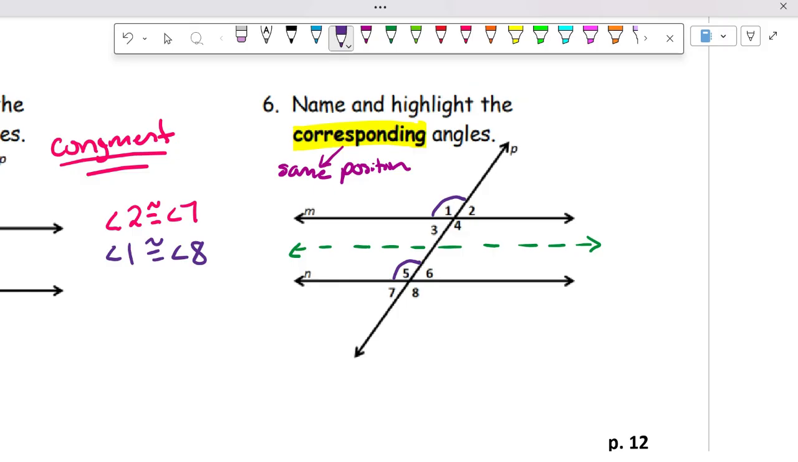They always create what? Come on, guys. We already said this. They always create what? Congruent figures. So what do you think these two angles are going to be? Congruent. Yep. So another set would be 2 and 6. What's another set? 3 and 7. What's the last set? 4 and 8.